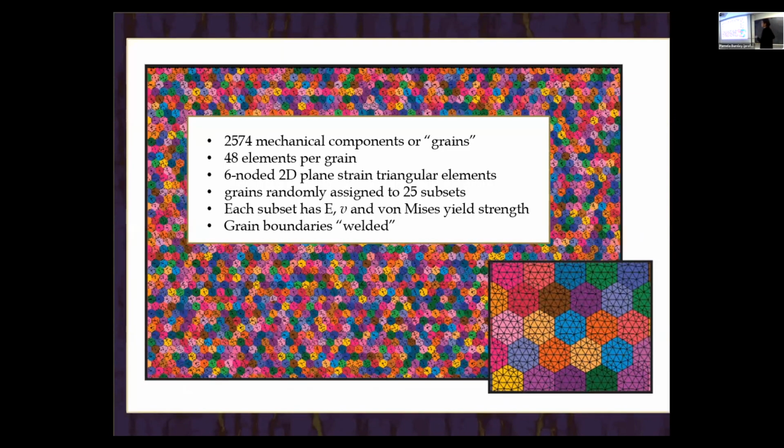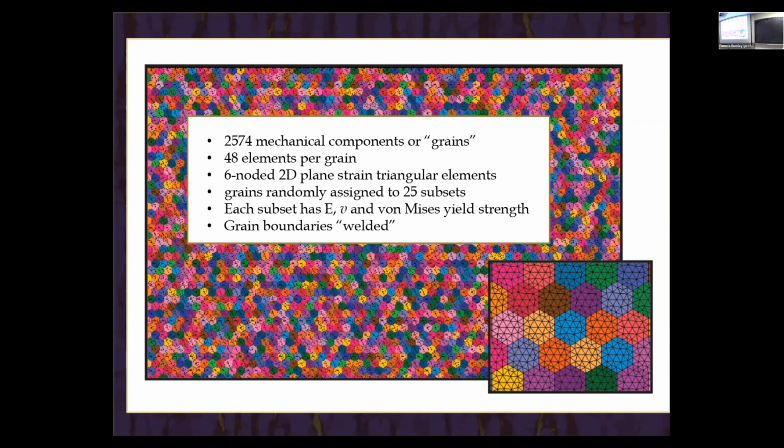In my play toy I have 2,574 grains, and there are 48 elements per grain. They're all 6-noded 2D plane strain triangular elements, which you can kind of see down here. And there are 25 subsets, and each subset, which corresponds to the color, has a Young's modulus, a Poisson's ratio, and a von Mises yield strength. The grain boundaries are only defined by a change of material, so they don't actually have a separate property.